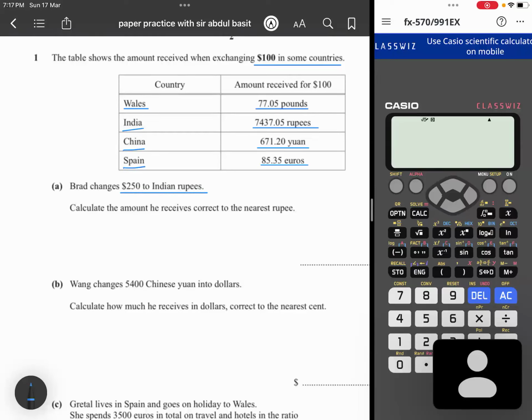So what I have for Indian rupees is that $100 equals 7437.05 Indian rupees. If he is changing $250, that will be equal to X. So we need to do what? We need to cross multiply. So that would be 100x equals 7437.05 multiplied by 250.